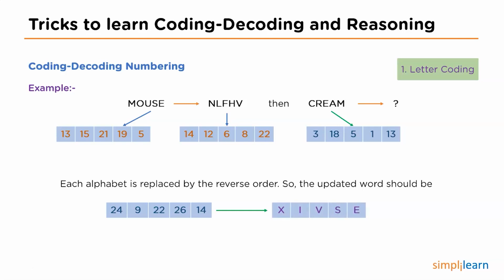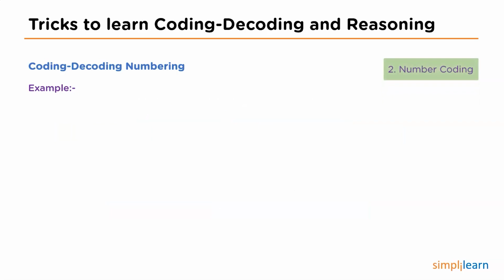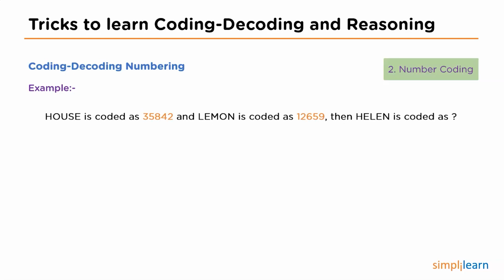These are some examples of letter coding. Now, let's have a look at number coding. In the number coding section of reasoning ability, the candidate will have to observe and guess the hidden code of 2 or more sets of numbers. Once the parent code is known, the candidate will have to use this code to generate other numbers. Let's have a look at examples for a clear understanding of number coding.